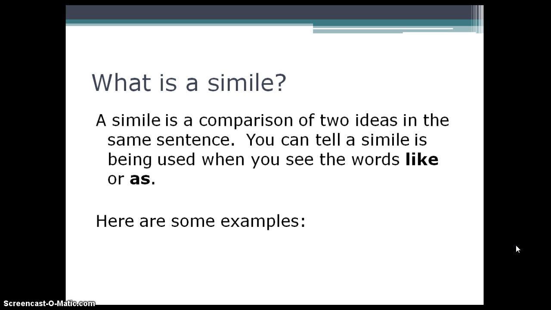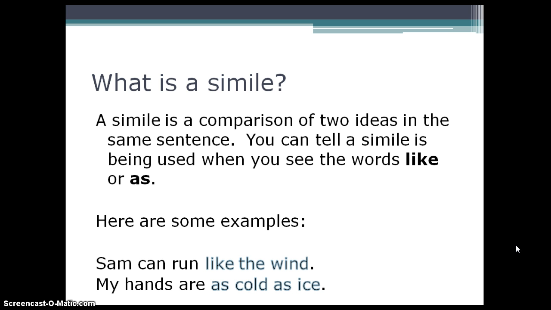Here are some examples. Sam can run like the wind. The simile is highlighted in blue, like the wind, and you can see that Sam and the wind are the two things being compared. My hands are as cold as ice. As cold as ice is the simile, again highlighted in blue. Hands and ice are the two things that are being compared.